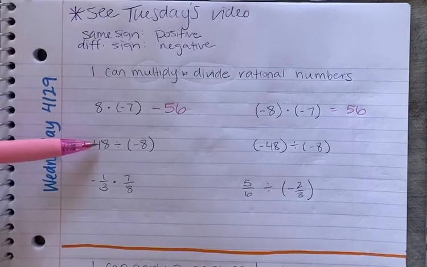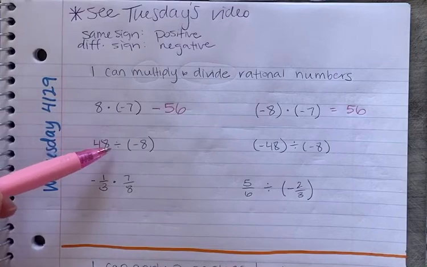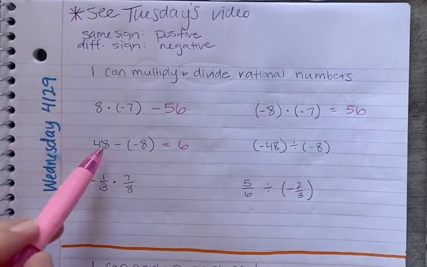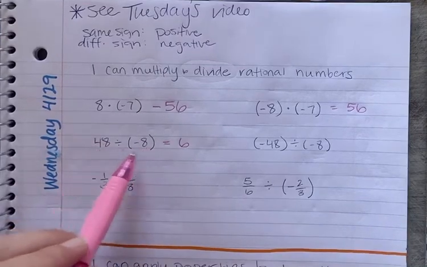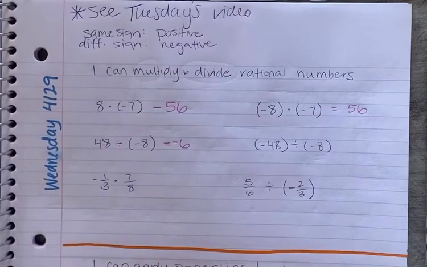Moving downwards, division is the same rule. We follow that same rule. 48 divided by 8 is 6. Do I have the same sign or different signs? I have different signs. So my answer is negative.